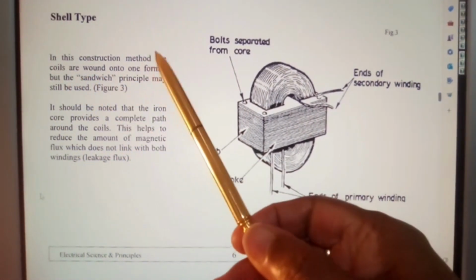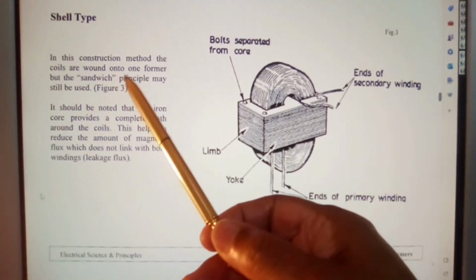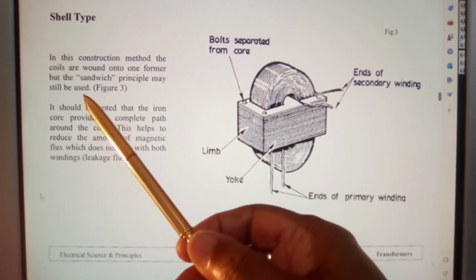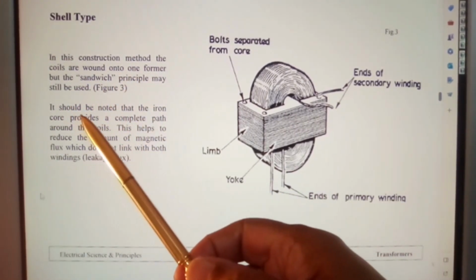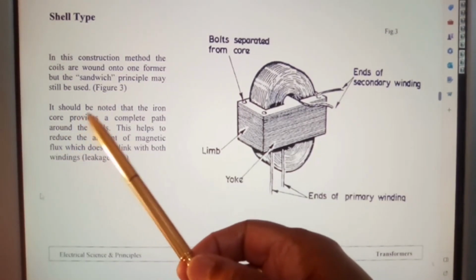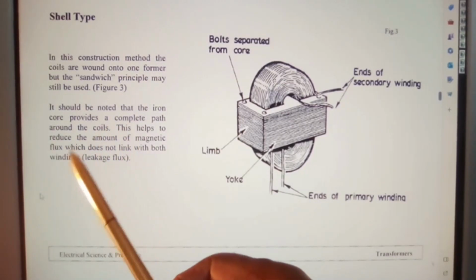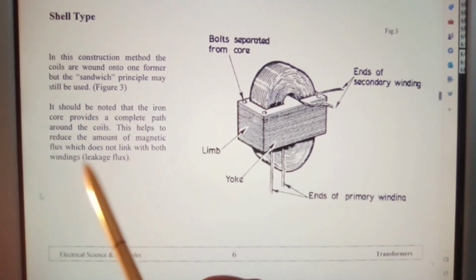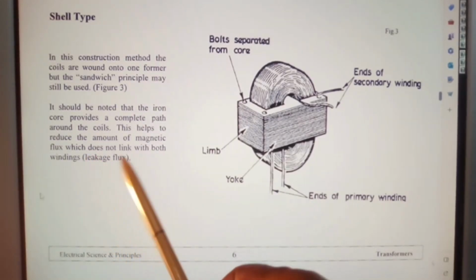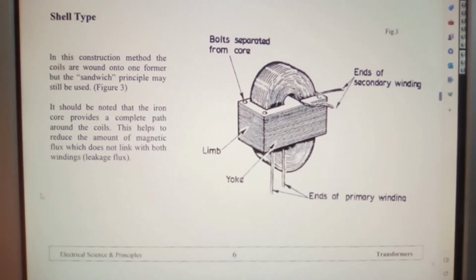In this construction method, the coils are wound onto one former, but the sandwich principle may still be used. It should be noted that the iron core provides a complete path around the coils. This helps to reduce the amount of magnetic flux which does not link with both windings, leakage flux.